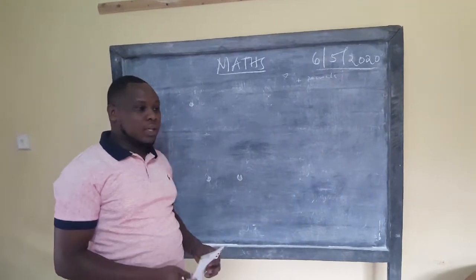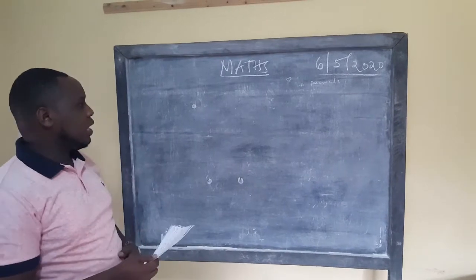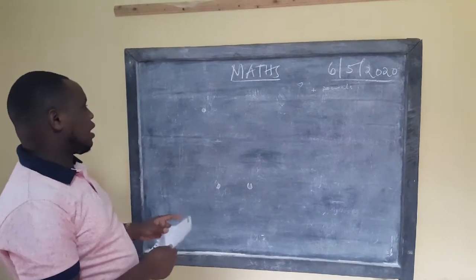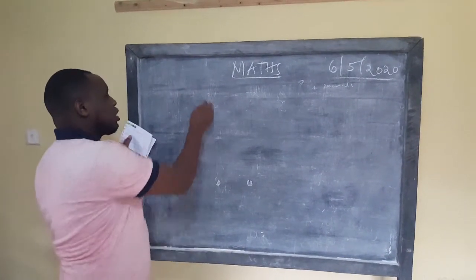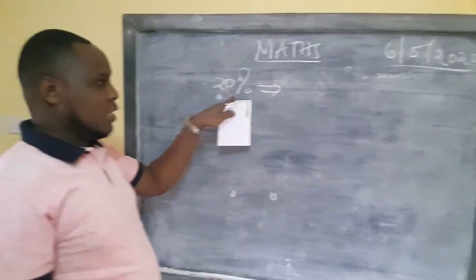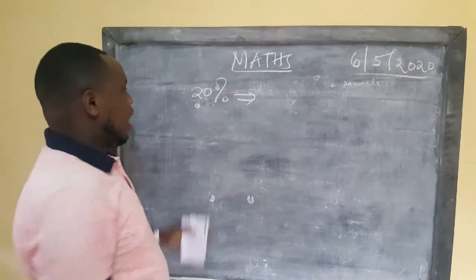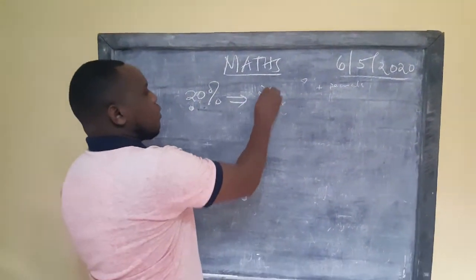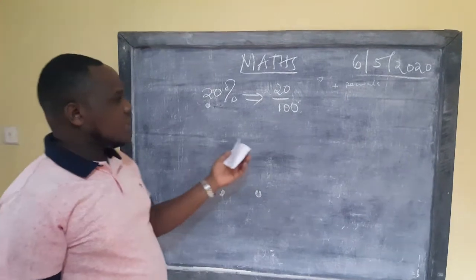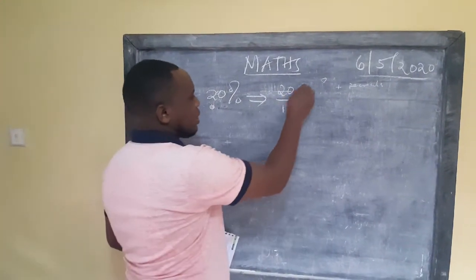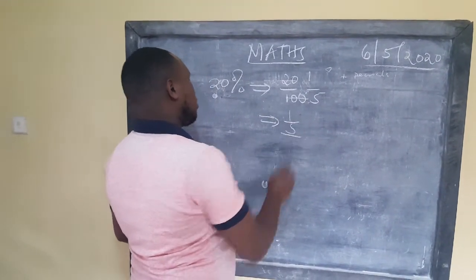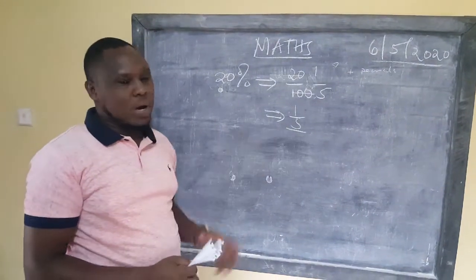Now, if you can remember well, in our first lesson, we tried to convert percentages into fractions. For example, if you have a percentage like 20%, there's a way you can convert this into a fraction. 20% can be written as 20 over 100. After reaching there, you can simplify by dividing by 20, so our number becomes 1 over 5. So 20% as a fraction is simply 1 over 5.